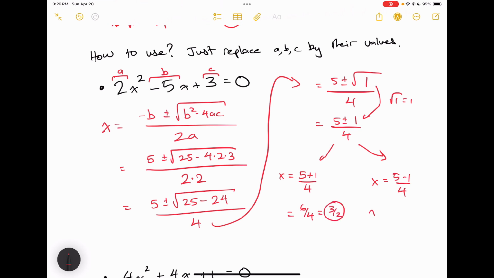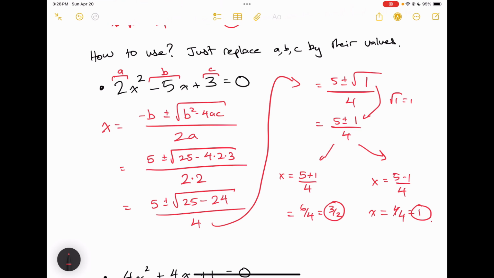Always simplify your fractions. Or it's going to be 4 over 4, which just equals 1. And there you have it. That is a quadratic equation solved by using the quadratic formula.